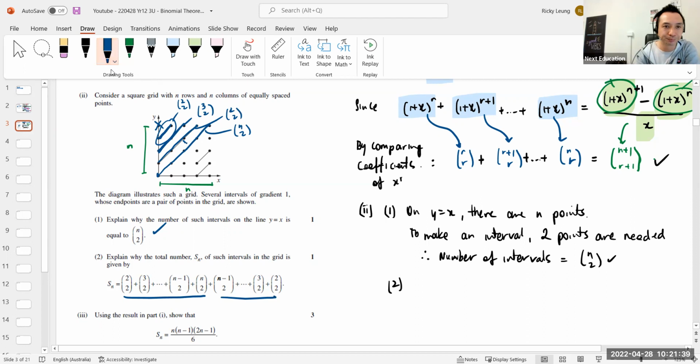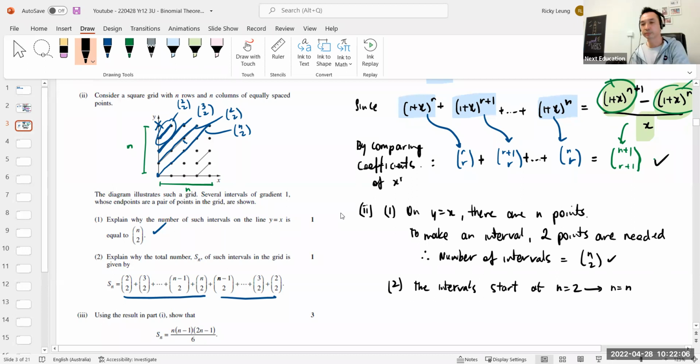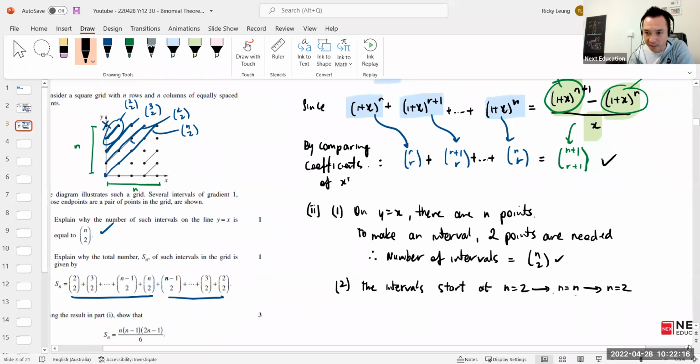So explain why. Now, how would you say this? The intervals start at n equals 2, and it goes to n equals n, and then back down to n equals 2, where there's only one of these in the middle.